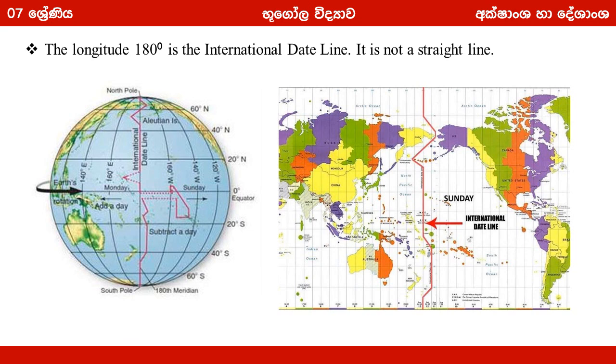The longitude 180 degrees is the international date line. It is also a main longitude, but it is not a straight line. Do you know why? Because either side of this international date line has a date difference. So, the people who cross this line have to change their time accordingly.